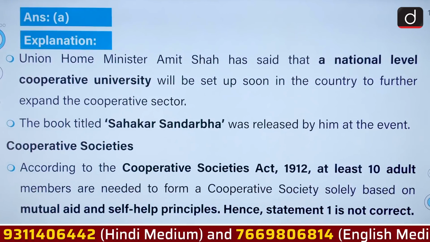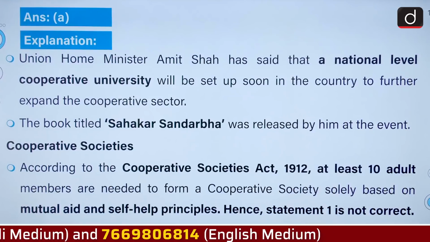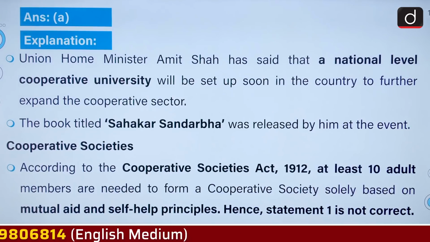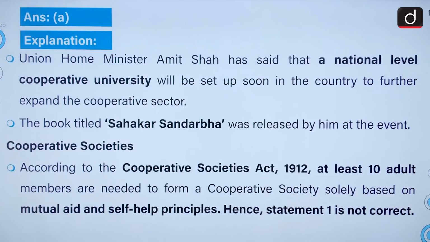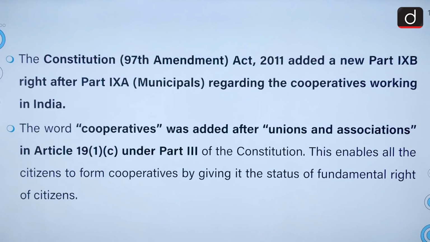Union Home Minister has said that a national level cooperative university will be set up soon in the country to further expand the cooperative sector. The book titled Sahakar Sandarbh was released by him at the event. According to the Cooperative Societies Act of 1912, at least 10 adult members are needed to form a cooperative society which is solely based on mutual aid and self-help principles. The Constitution's 97th Amendment Act of 2011 added a new Part 9B, right after Part 9A of municipalities, regarding the cooperatives working in India.